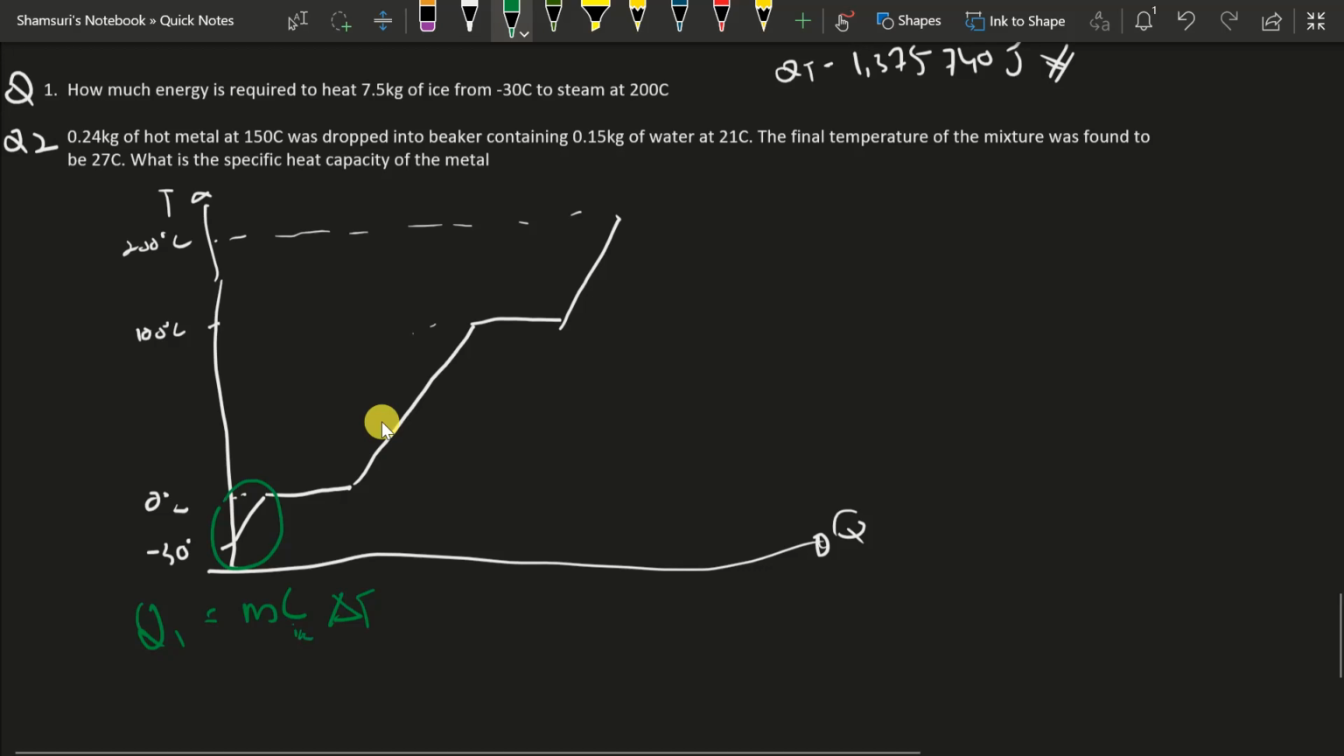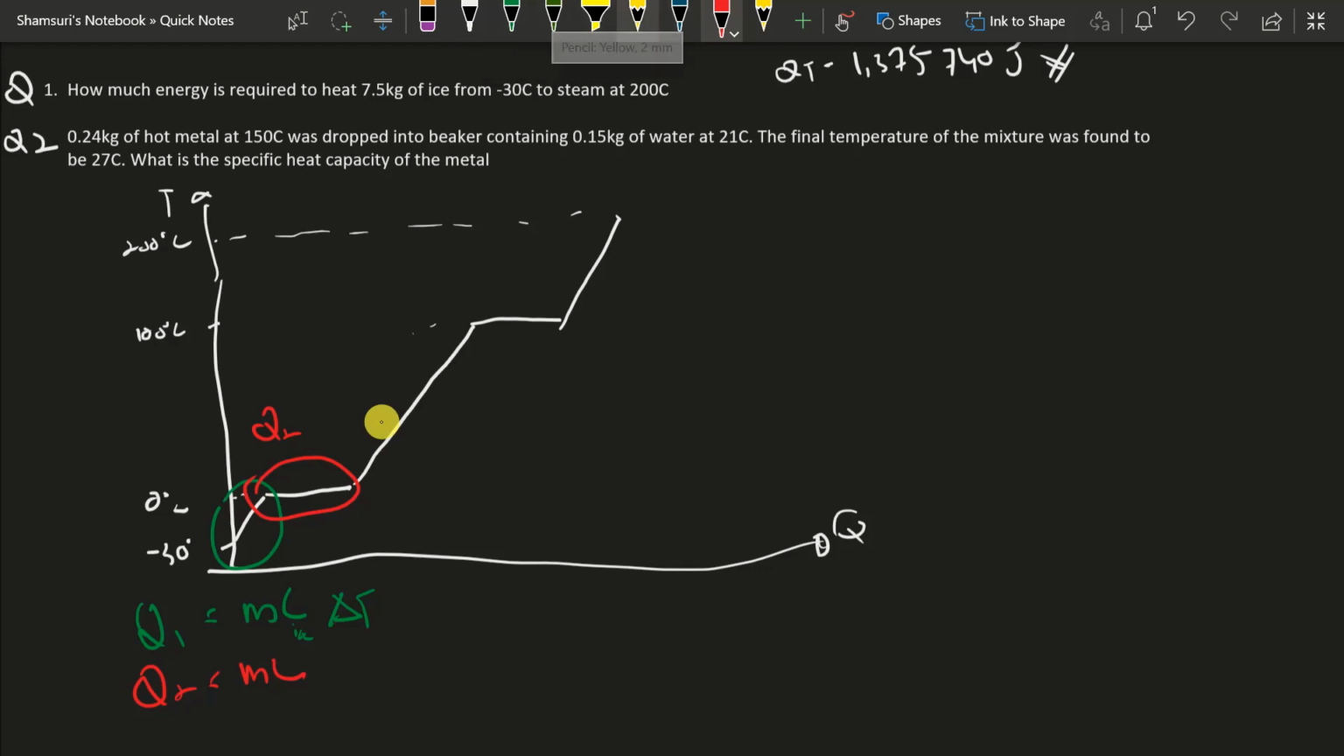And then we have another one. Maybe we can change the color. This one is Q2. So Q2 is equal to mL. Here, at 0 degrees, this state is water and this state is ice. So this one is actually fusion. So this one is with mL.